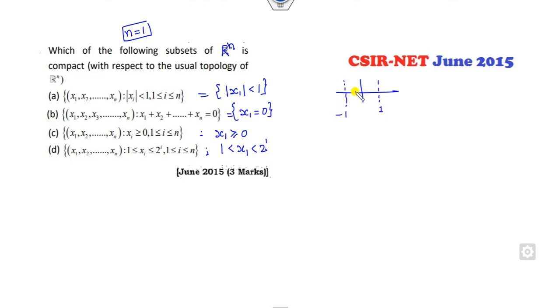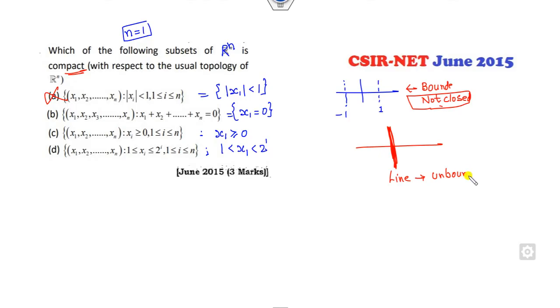But the boundary points are not included. Once the boundary points are not included, they are bounded but not closed. So if they are not closed, it means they are not compact. x1 is equal to 0. x1 equal to 0 means this line is the y-axis, and clearly this is an unbounded line. Fine. Y-axis or x-axis, both are unbounded. So this option is cancelled.